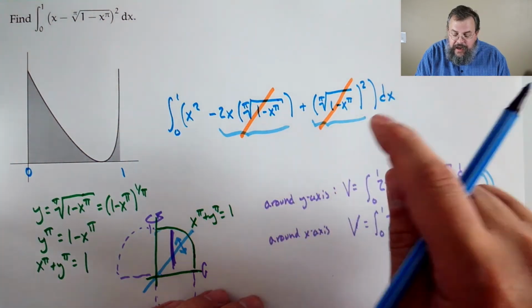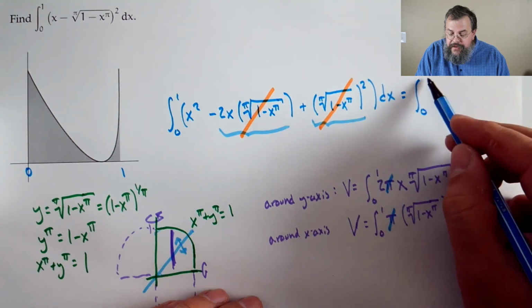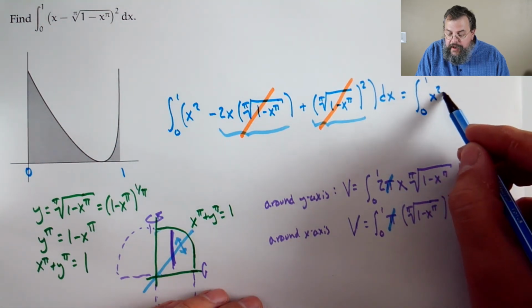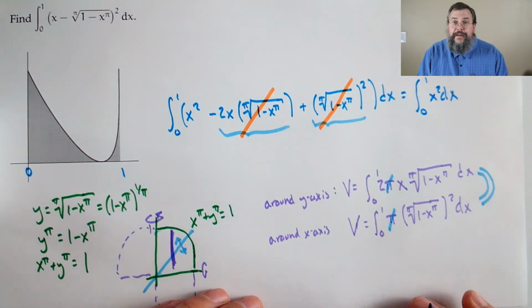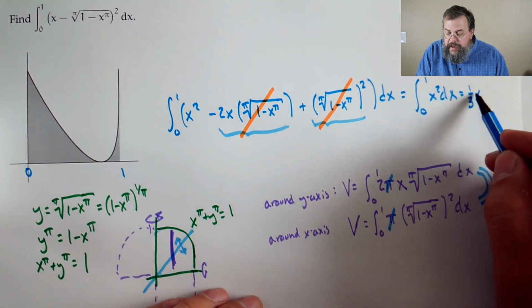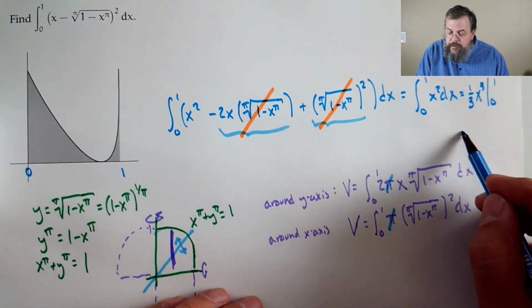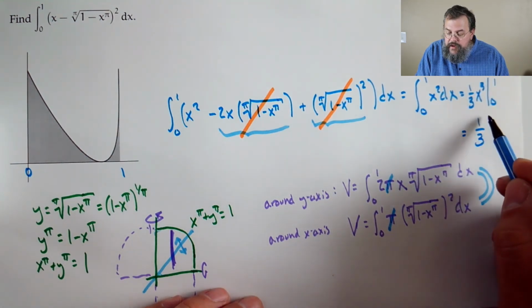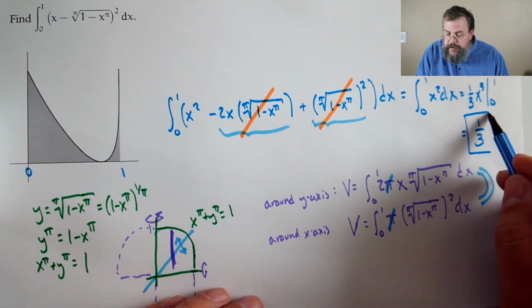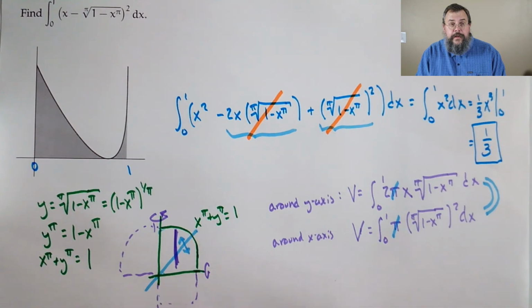Okay, so let's finish it up. Since those are gone, we get that this is equal to the integral from 0 to 1 of x squared dx. Well, that's an integral we can do. So that's 1/3 x cubed from 0 to 1, leaving us with an answer of 1/3. All right, that's it. That finishes the whole problem.